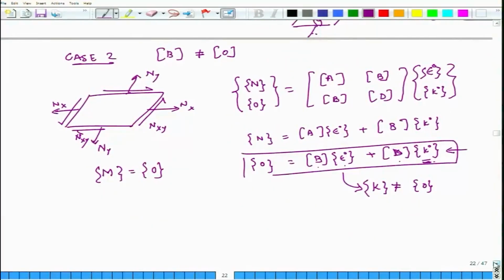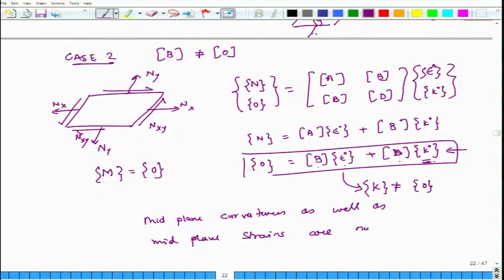So, in this case mid-plane curvatures as well as mid-plane strains are non-zero, and this is all happening because of the B matrix.